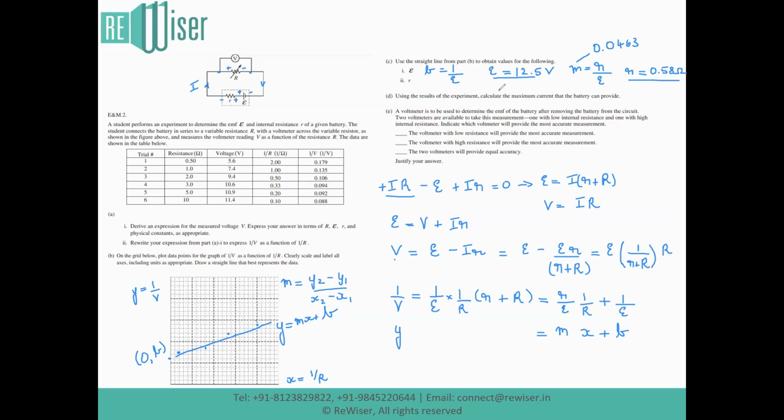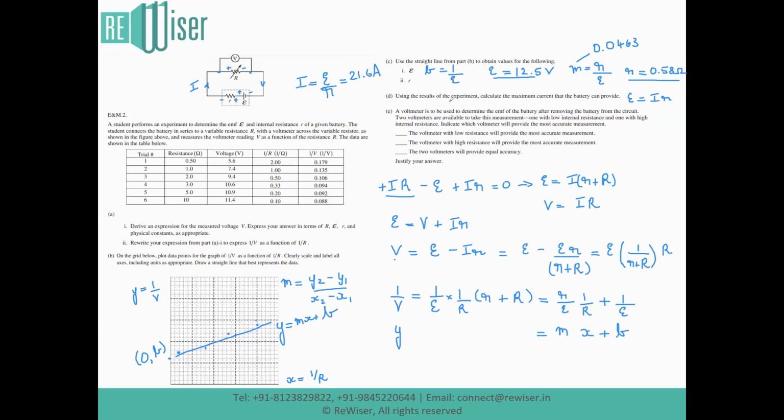Use the results from the experiment to calculate the maximum current that any battery can provide. I know that I can find EMF as I into small r. This is the condition for the maximum current to be produced. And since epsilon and r are known, I can divide them by each other and rewrite the equation as I is equal to epsilon divided by r. Epsilon is approximately 12.5 volt, r is approximately 0.58, giving me the value of I as approximately 21.6 ampere. Moving on to the next part.